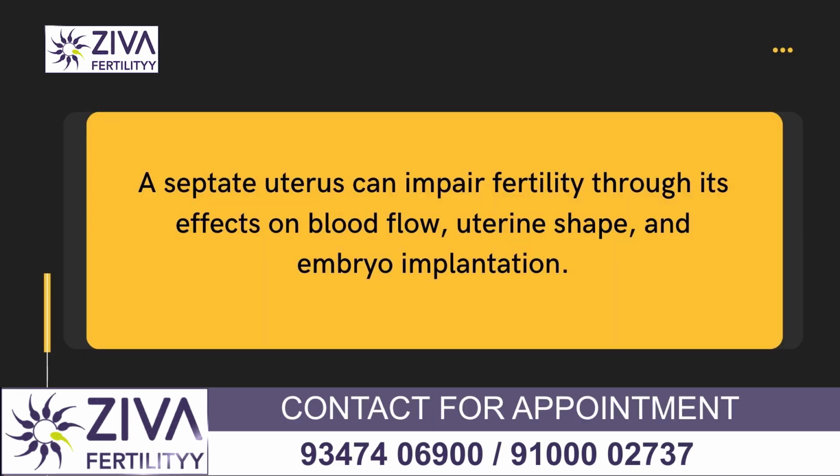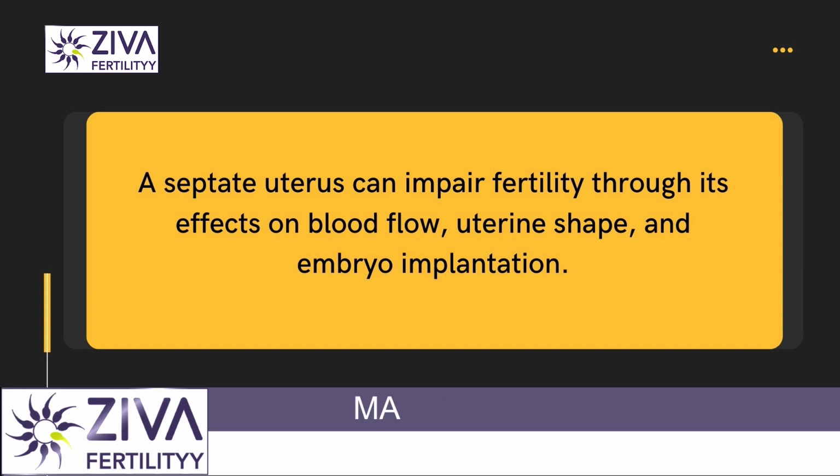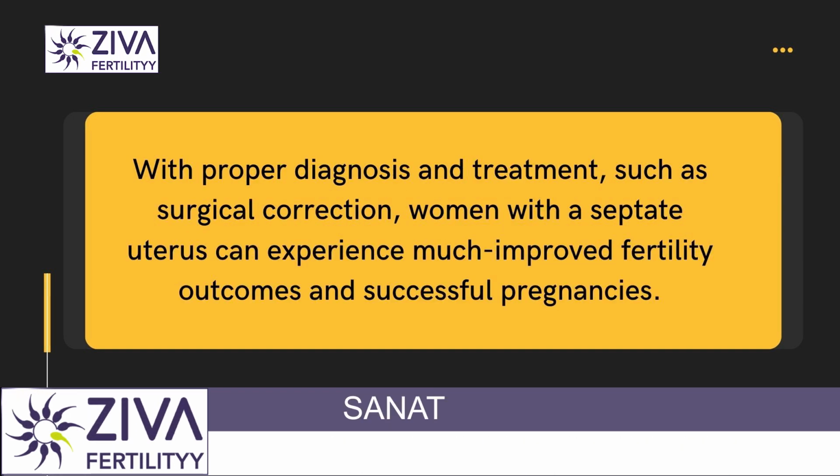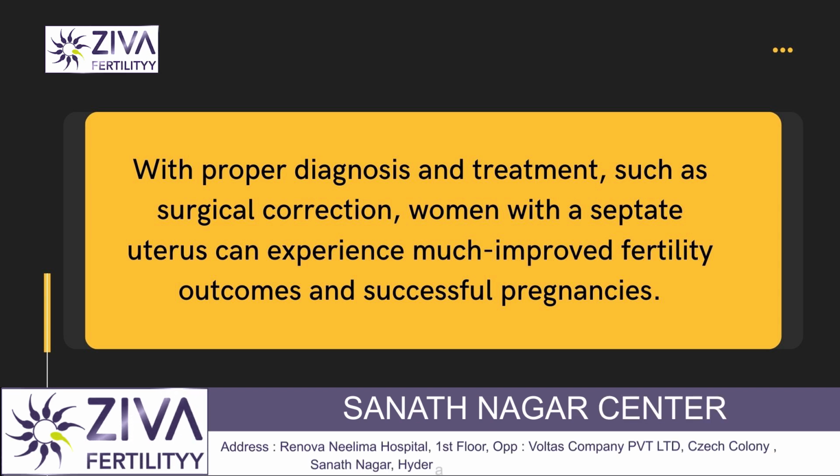So, a septate uterus can impair fertility through its effect on blood flow, uterine shape, and embryo implantation. However, with proper diagnosis and treatment, such as surgical correction, women with a septate uterus can experience much improved fertility outcomes and successful pregnancies.